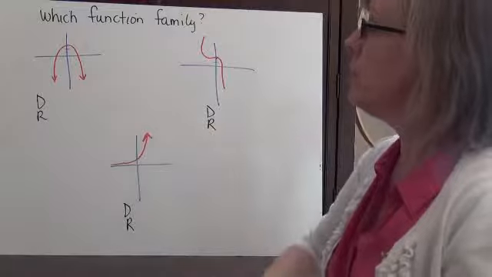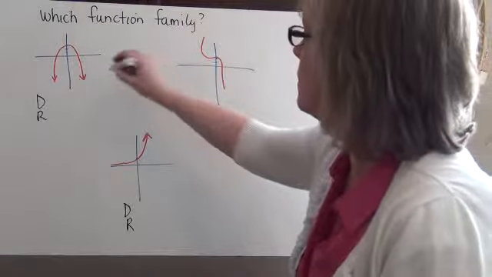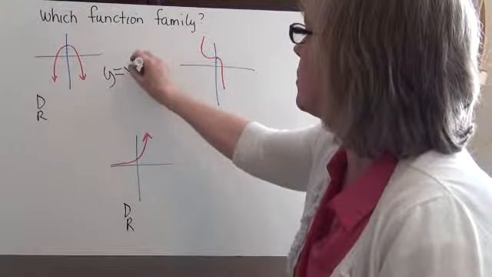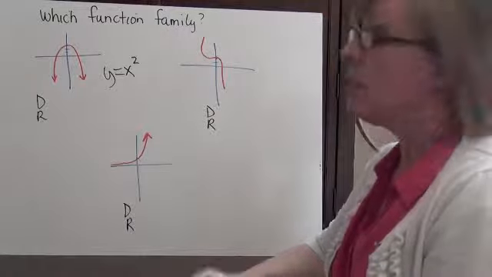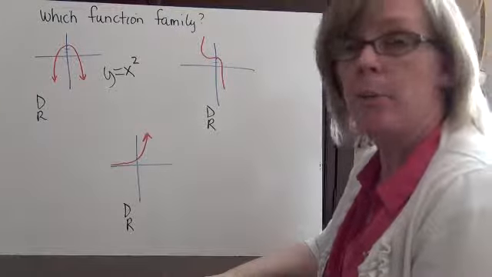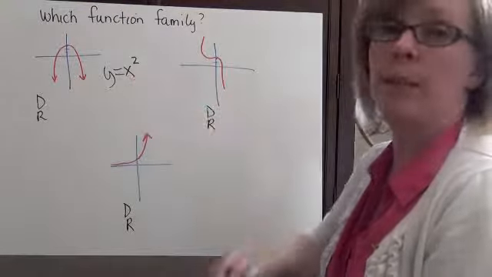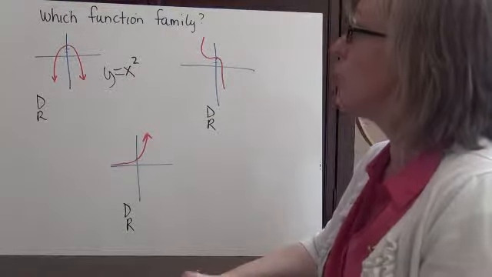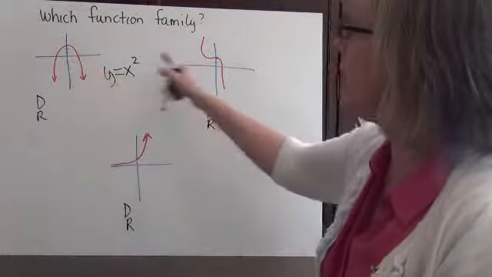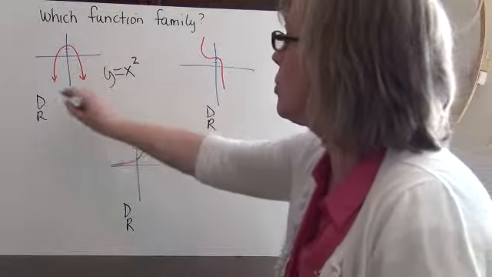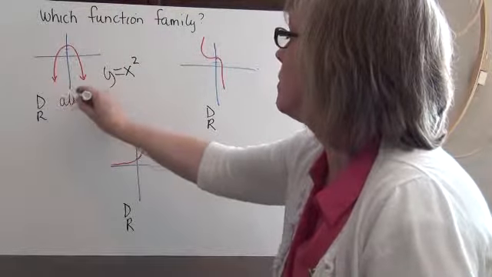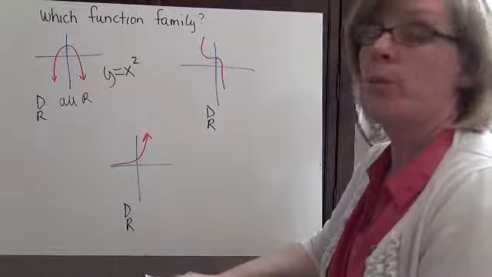Okay, the first one looks to me like it's y equals x squared, right? Clearly, I've turned it upside down and made it negative, and I've moved it up a little bit, but this is the function family that it belongs to, the quadratics. The domain, I can put any number I want in for x. There's no restrictions. So I'm going to write all real numbers.